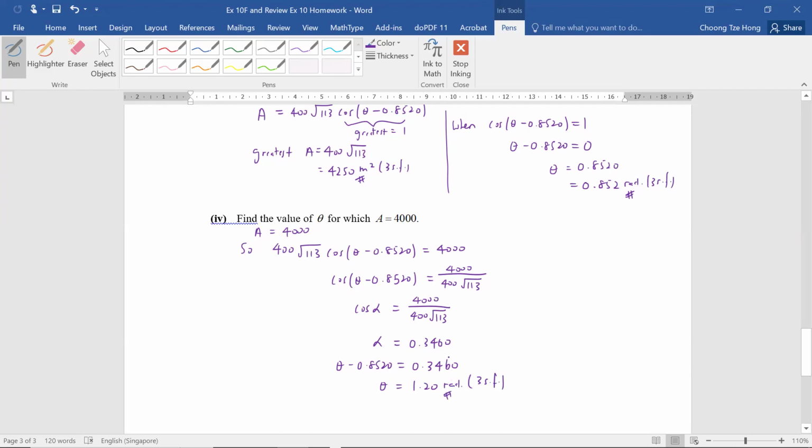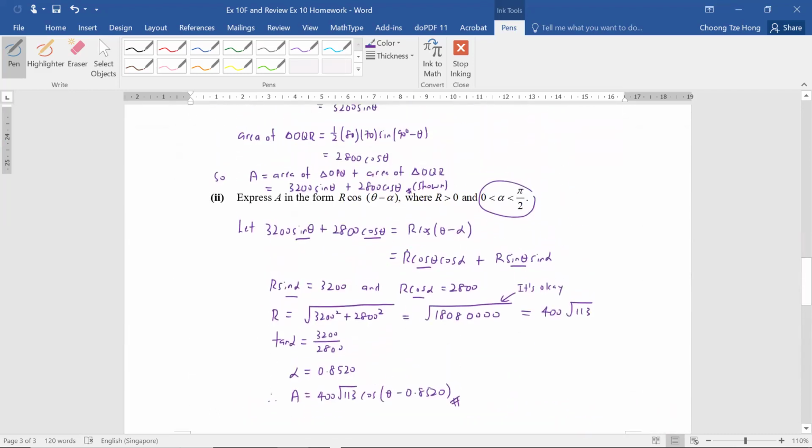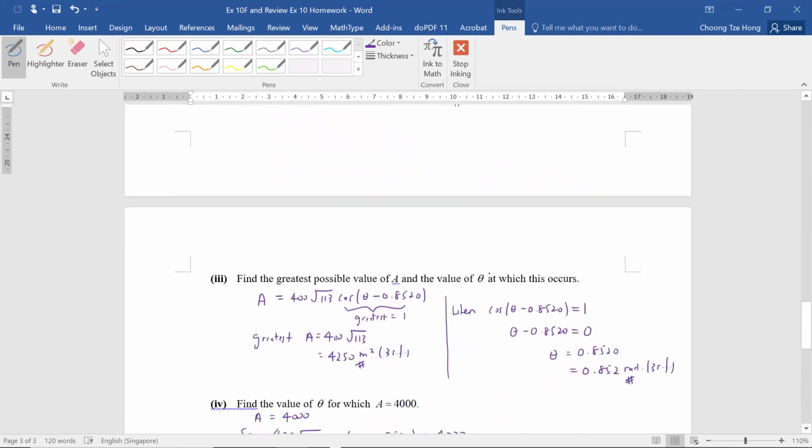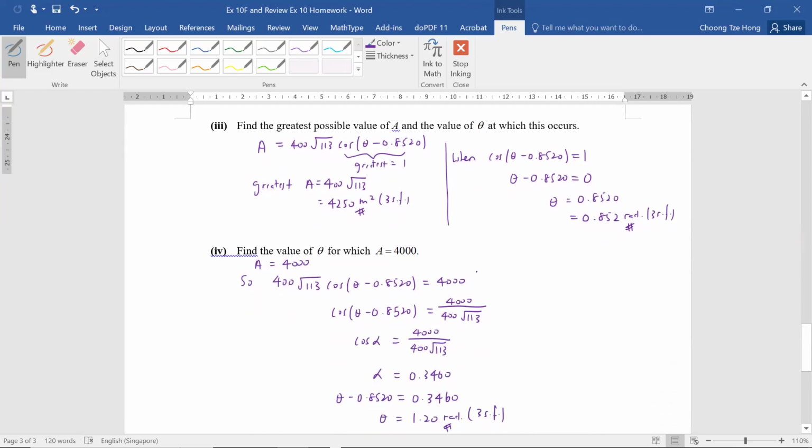Okay, so you can see that our formula questions are usually not that difficult. It's actually rather standard. The steps are how to get R, how to get alpha, and then how to find the greatest value and find the corresponding angles, and then to solve the equation.